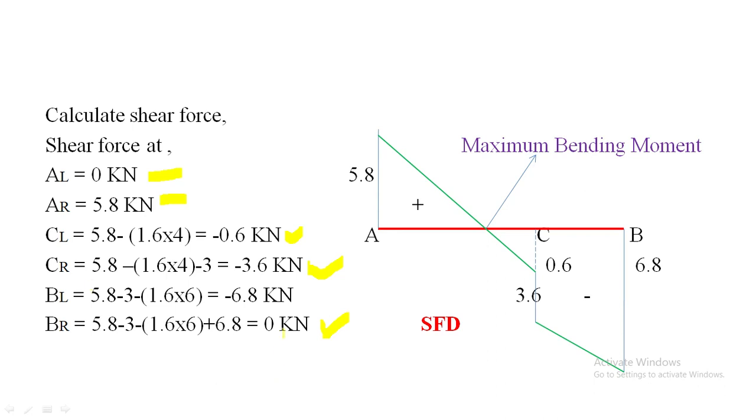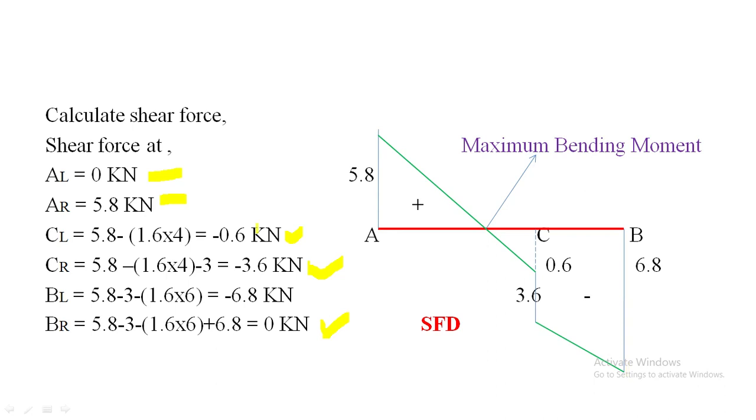Now draw the diagram of the SFD. For drawing the SFD diagram, first draw beam ACB. Then A of left is 0, A of right is 5.8 kilonewton. So this is the 5.8 kilonewton vertical load. Then C of left is equal to minus 0.6 kilonewton. The dotted line shows 0.6 kilonewton. C of right is minus 3.6 kilonewton. Means from C to this point is 3.6 kilonewton. B of left is equal to minus 6.8 kilonewton. So this is minus 6.8 kilonewton.